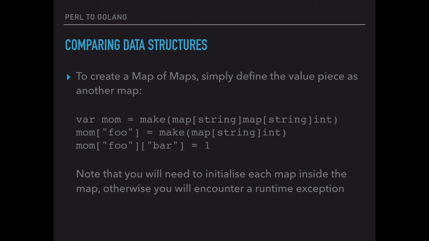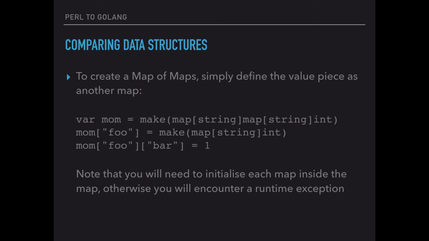Creating a map of maps or a hash of hashes is straightforward, although the readability of the command itself is not that great. You basically create a first map and then define the values of that first map to be another map. In the example here, the first map uses strings as keys. The second map also uses strings as keys and stores integers as values.